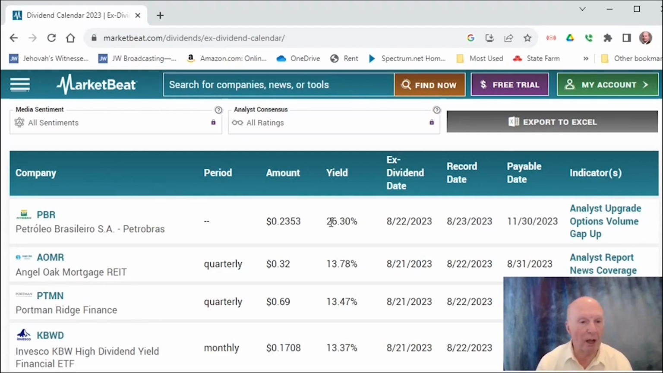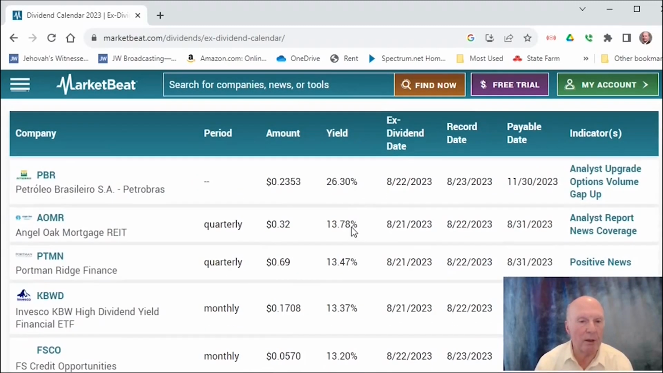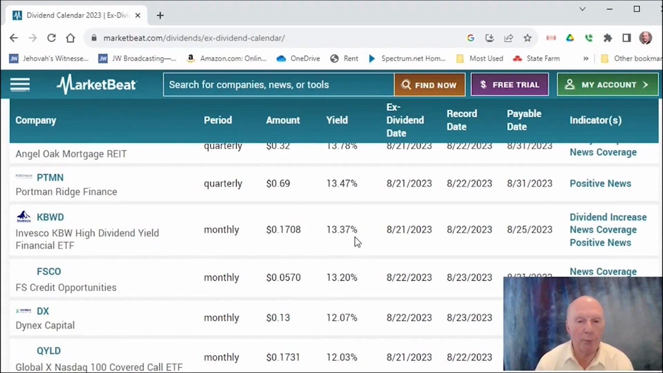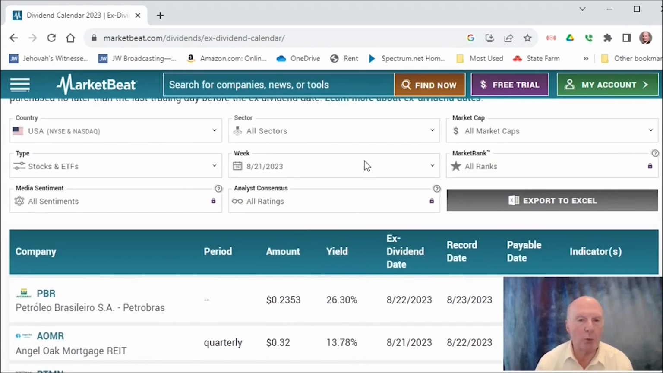So here's a stock. I used to invest in this stock. It's one of those that just pays quarterly, and they get a pretty decent dividend, 26.3% dividend. And so anyway, MarketBeat's just a way to look at stocks that pay good dividends. So here's a monthly 13.3%. So as you already know, I'm not interested in anything that's less than 18%, so that won't interest me. So let's look at next week.